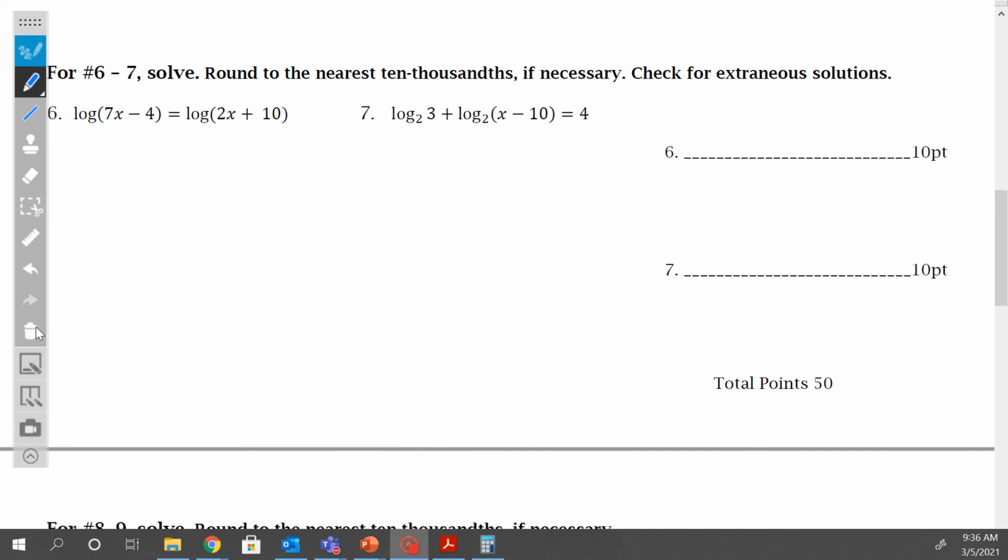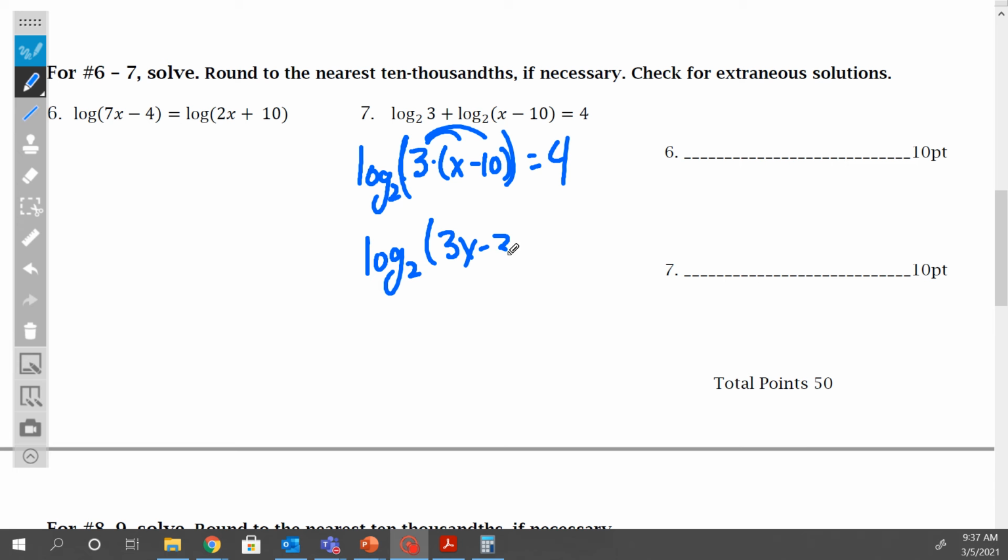All right, number 7, we first used the properties of logarithms to combine these into a single log since they're on the same side. So to do that, since they're added, we would multiply. So inside the log, we'd have 3 times x minus 10, which in order to multiply those, we'd have to distribute. So it's log base 2 of 3x minus 30 equals 4. And now we can solve this by changing the form.